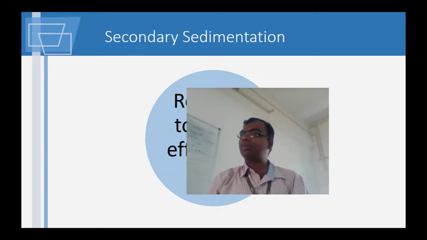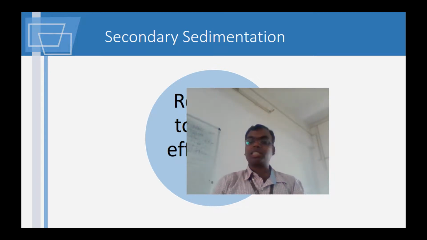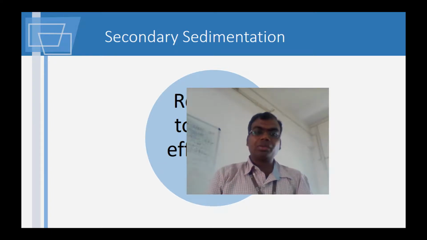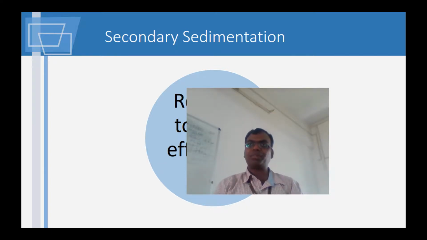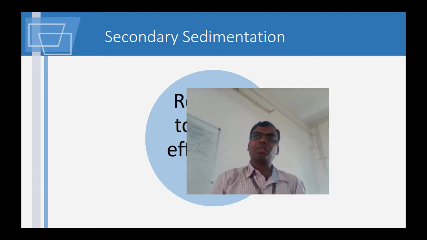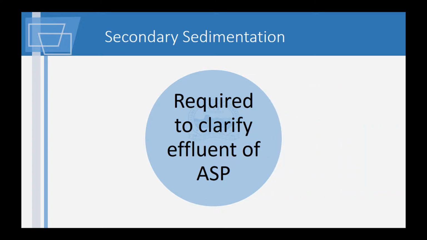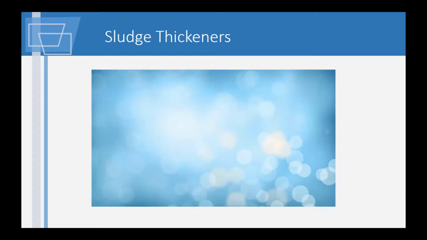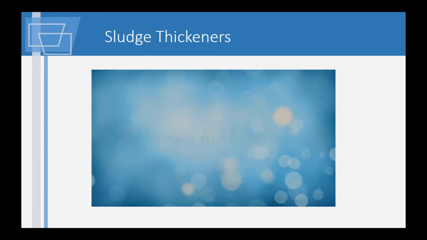So we were talking yesterday about the activated sludge process. ASP in this case is the activated sludge process. So we need to clarify the effluent of ASP. Not only that, we will also be required to handle the sludge. So here is a sludge thickener, the working of a sludge thickener. In fact, this is the first Indian video which I really felt was good.